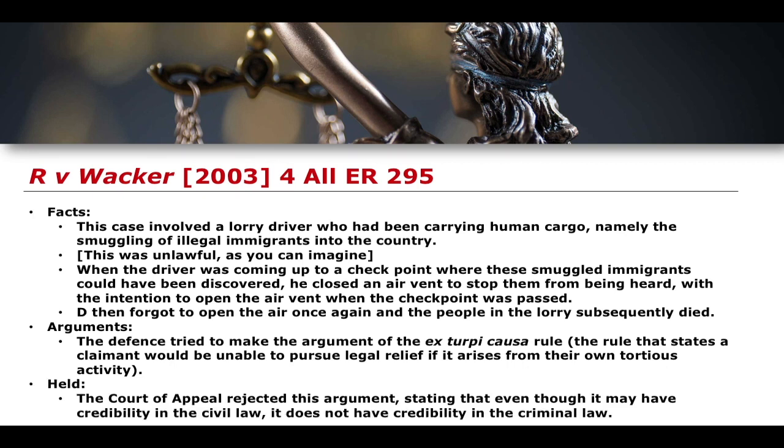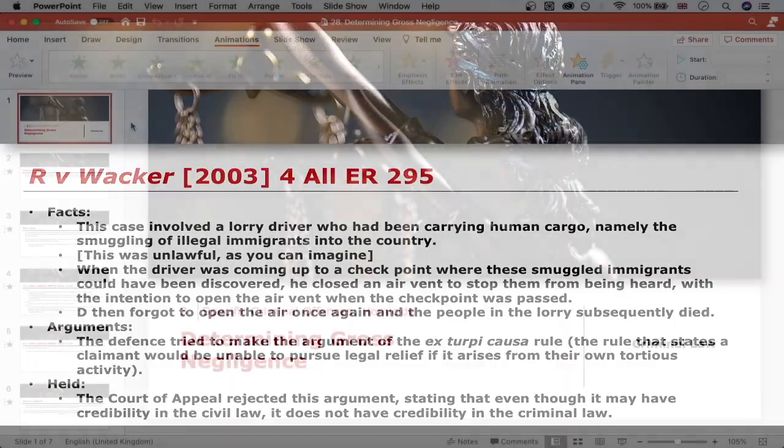Now, it was held and rejected by the Court of Appeal, as you can imagine, because they stated that even though it may have credibility in the civil law, it does not have that kind of credibility in the criminal law. So this is just an example of where there are similarities between the civil and the criminal law, but also where there are differences. You should be very, very reticent to the fact that just because you have gross negligence cases and you have phrases like the duty of care and breaches of duty and standards of care and all this kind of stuff, it does not mean that you can just copy and paste the civil law into the criminal law jurisdiction.